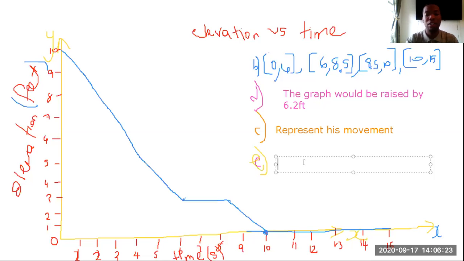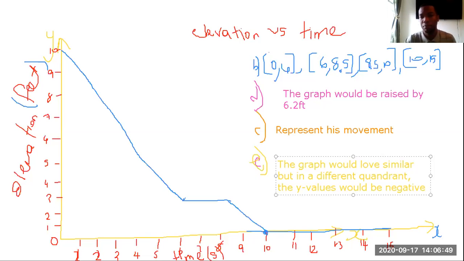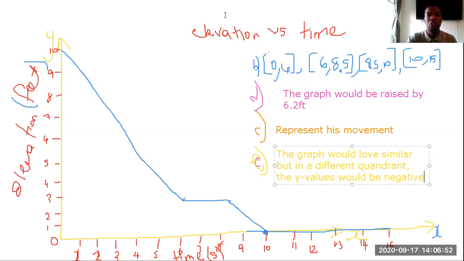So the graph would look similar, but in a different quadrant. The y values would be negative. And I'm going to show you what I mean by that. So if I had the graph here, remember this goes into 4 parts, right? 4 parts.